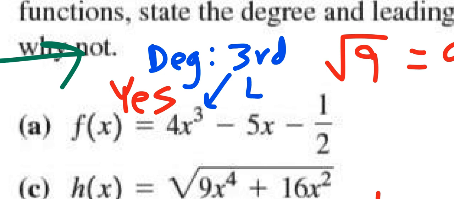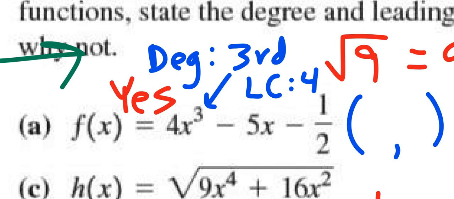What's the leading coefficient? Leading coefficient, 4. Nicely done. Now let's think about the end behavior of this one without actually graphing it. We have a positive leading coefficient. What does that mean about the right end behavior? Going up. We have an odd degree. What does that mean about the left? Opposite of the right.